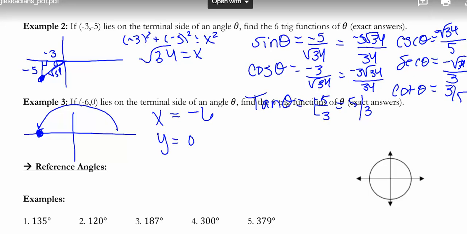And what if I make a circle, because that's what all of this does, it's going to make a perfect circle. What would the radius be? Well, the radius would be 6. Remember, your radius is never negative. Radii have to be positive.